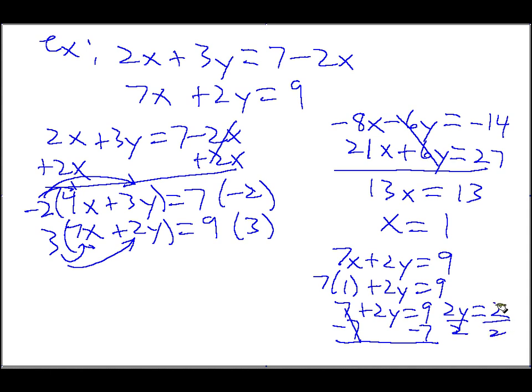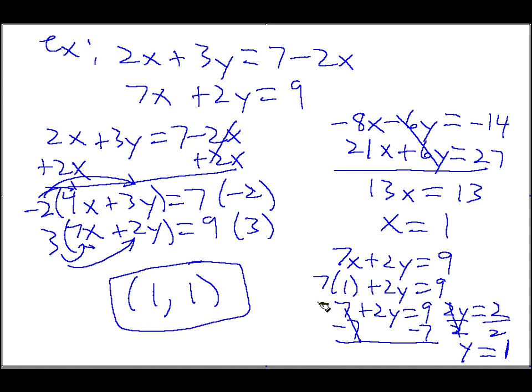Dividing both sides by 2. So therefore, y is equal to what? Equal to 1. All right? So x is 1, y is 1. So the ordered pair solution is just (1, 1). Okay? So not too bad at all, as you can see.